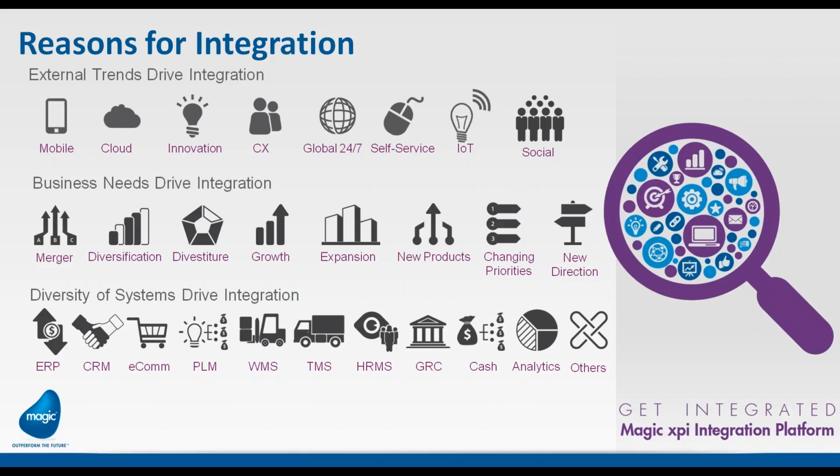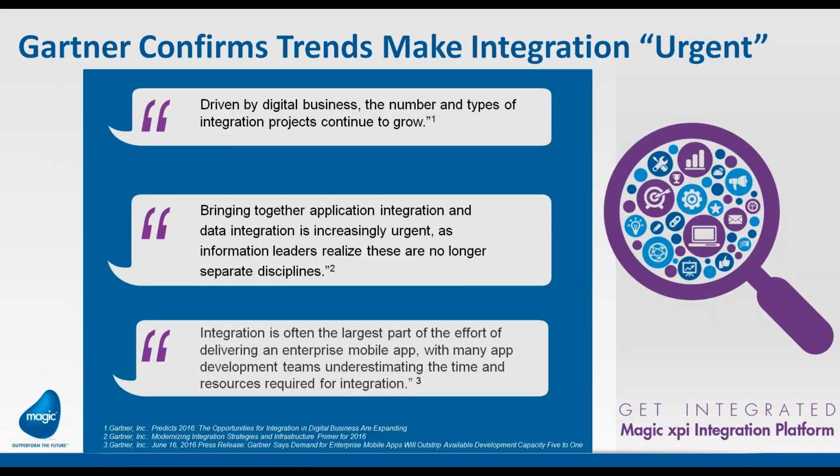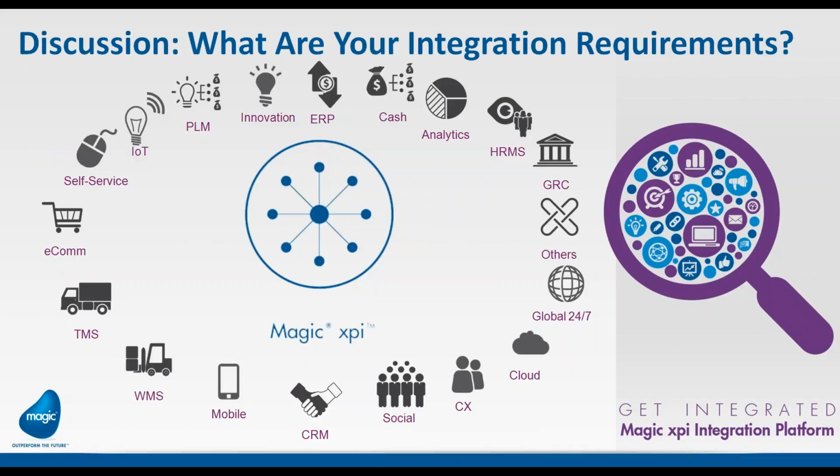There are just so many varieties of systems that have information that are really intersecting one another, where the information is shared across multiple applications, that you need to have a lot of rules about system of record and how to share information and synchronize information between all of these systems. And so Gartner, which is of course the leading analyst firm, is confirming that these trends are making integration urgent for many business organizations today.